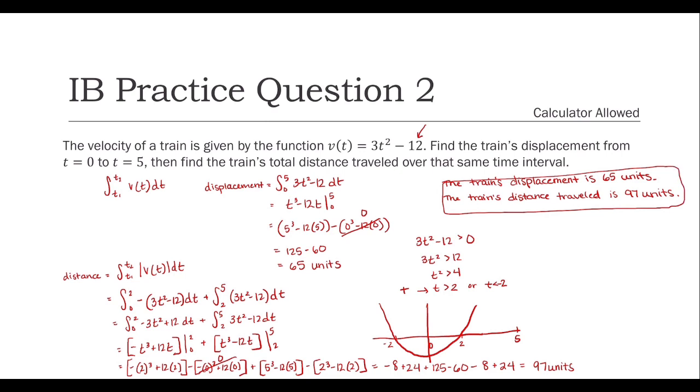So what that means is that the train traveled in the opposite direction for some amount of time, and then in the forward defined direction. So the total distance traveled this way and then this way is 97 units, but the total displacement from the original location is 65 units.